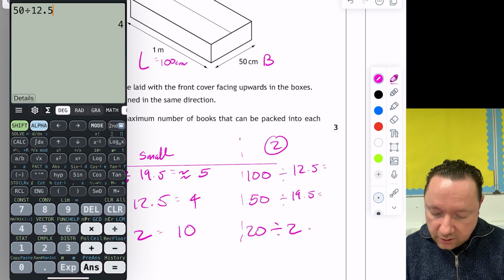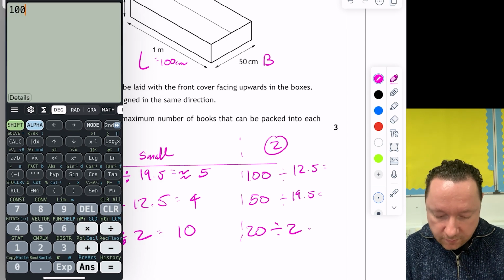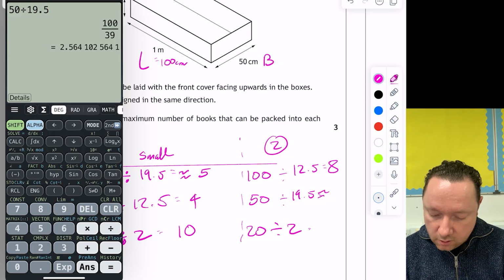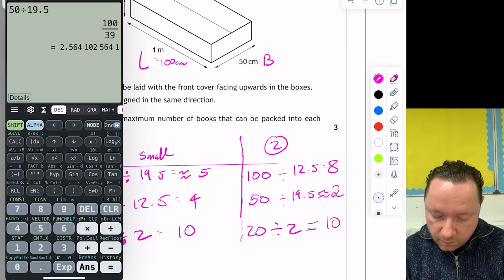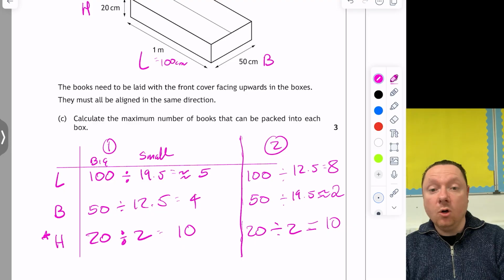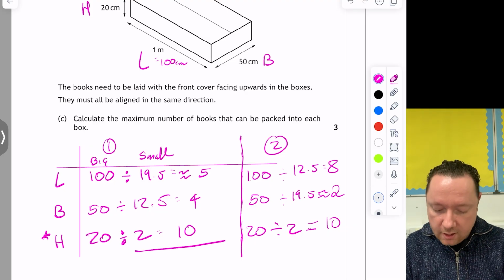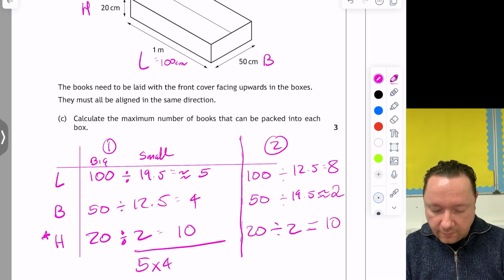For the other option, I've got 100 divided by 12.5, which is 8. I've got 50 divided by 19.5, which is about 2, just rounding down, and 20 divided by 2 is 10. Now, how do I know which one of these is better? You just times all your answers together. So for this one, 5 times 4 times 10. Using a calculator, 5 4s is 20, 20 times 10 is 200 books.